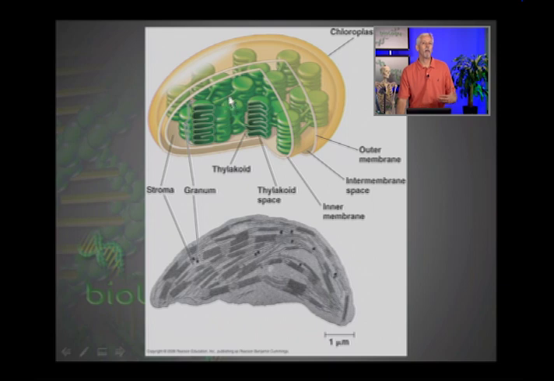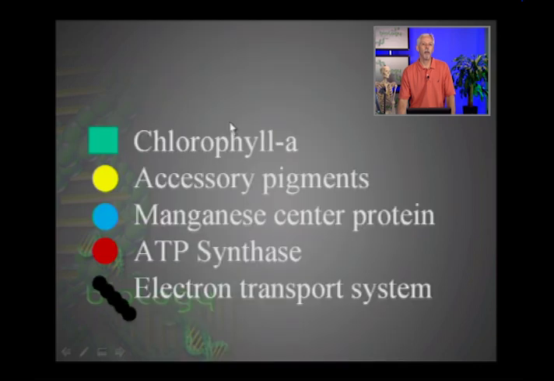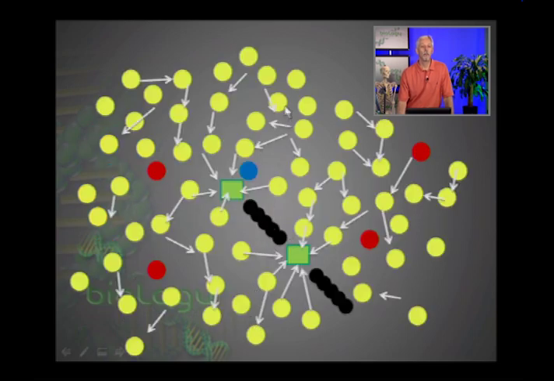Now, getting back to what we're going to be talking about, we're going to be talking about the thylakoid membranes, and the first diagram I'm going to look at is the surface of a thylakoid membrane. If we're looking at a top view of a thylakoid membrane, we will be seeing chlorophyll A's, accessory pigments, manganese center protein, ATP synthase, and electron transport systems. So here's our diagram. The yellows are going to be accessory pigments. We have chlorophyll A's, we have electron transport systems, and we have ATP synthase scattered in here as well, and then also a manganese center protein.